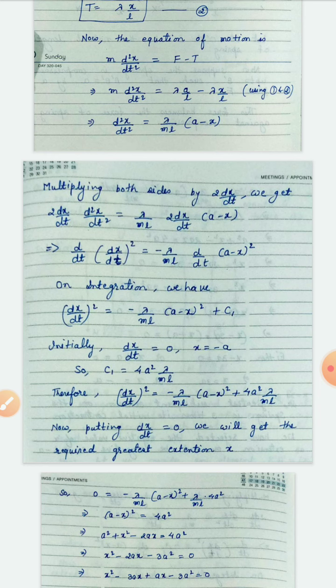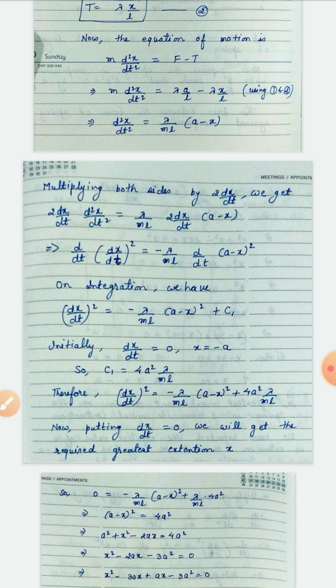Now multiplying both sides by 2 dx by dt, we will get 2 dx by dt into d2x by dt square is equal to lambda by ml into 2 dx by dt bracket a minus x. This can be written as d by dt of dx by dt whole square is equal to minus lambda by ml d by dt of a minus x whole square. Now on integration we will get dx by dt whole square equal to minus lambda by ml a minus x whole square plus a constant c1.